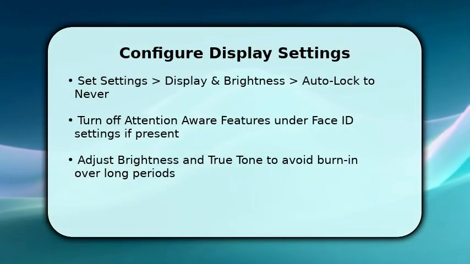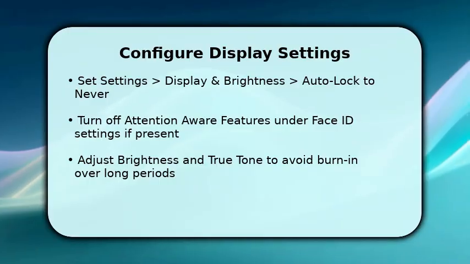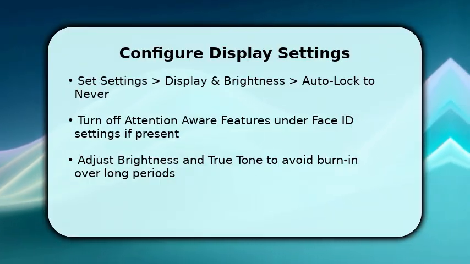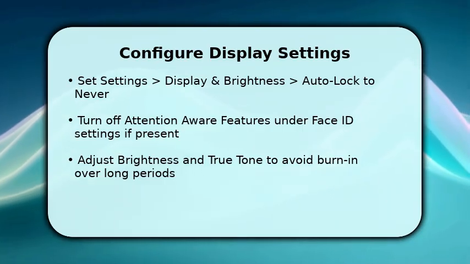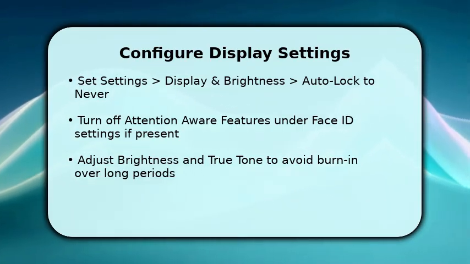You now change Auto Lock to Never so the screen won't sleep. Open Display and Brightness and select Never. Once done, disable attention-aware features in Face ID and passcode if available. This prevents the phone from dimming when it thinks you're not looking.